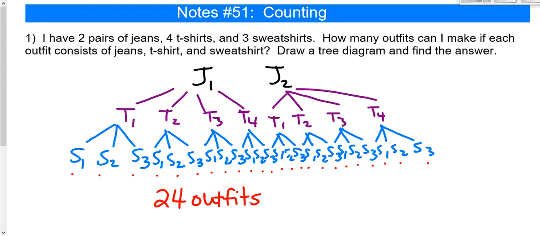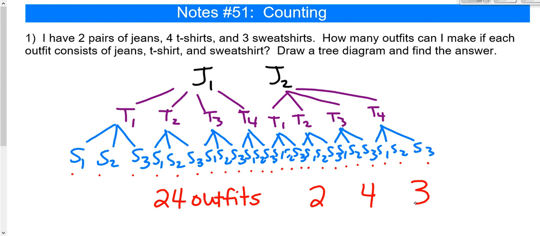Now, of course, we don't always want to draw the diagram. It's not reasonable to draw a diagram if the numbers are fairly large. This was even kind of a pain. And it's not necessary if you just think about what's going on. So we had two choices for jeans. We had three, no, whoops, four choices for t-shirts. And we had three choices for sweatshirts.